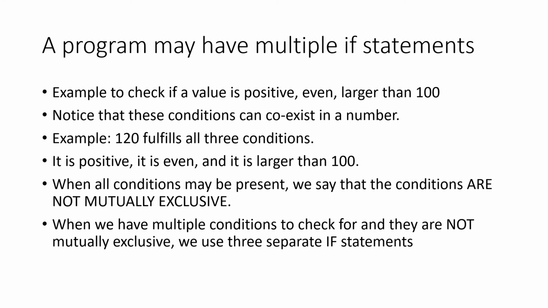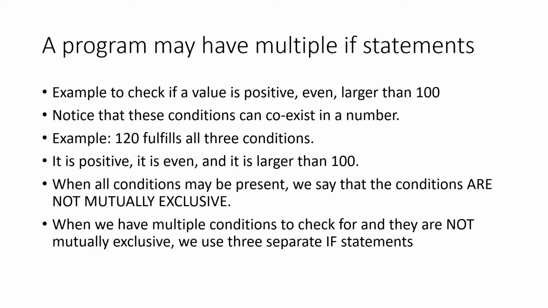A program can have multiple if statements. So for example, we can check if a value is positive, even, larger than 100. And notice that these three possibilities can coexist in a number. So for example, the value 120 fulfills all three conditions. 120 is positive, it's even, and it's larger than 100. So when the different conditions that we need to check for are not mutually exclusive, meaning that they can be present at the same time, we use independent if statements.